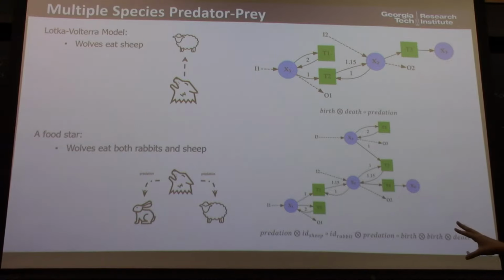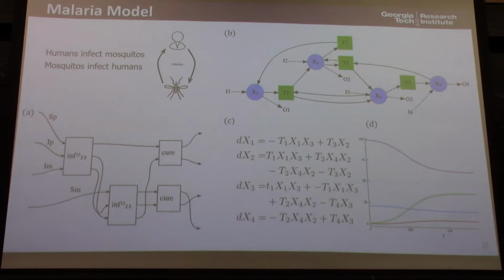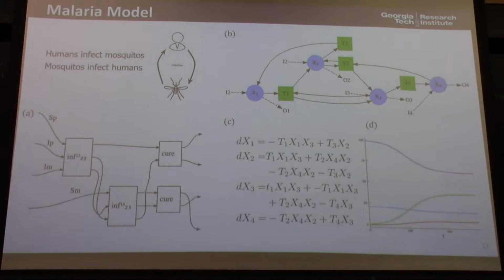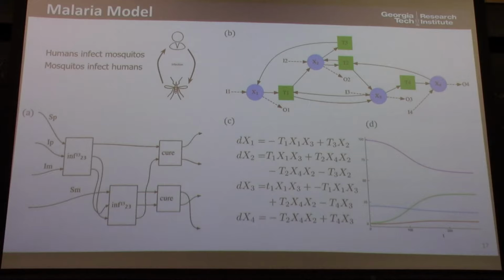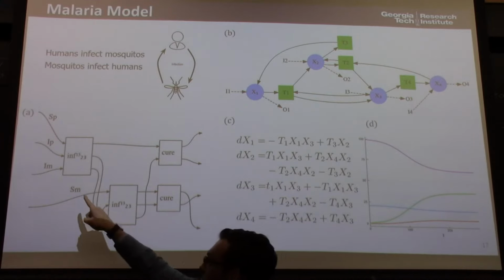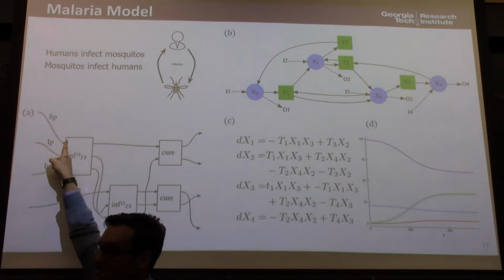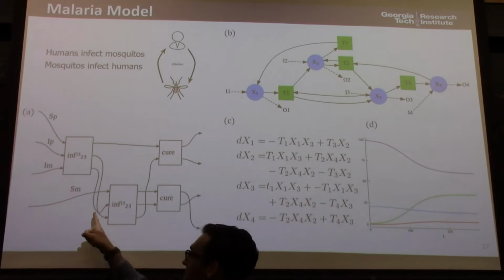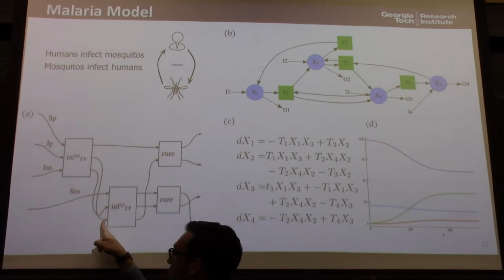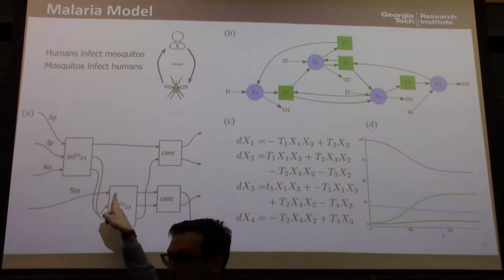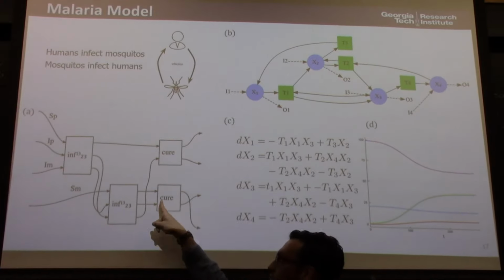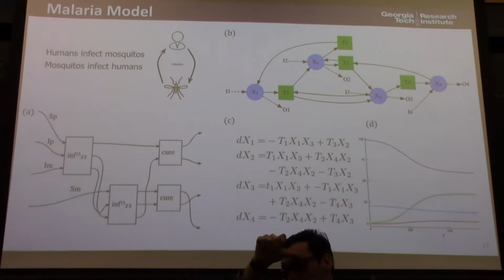And then for each Petri net, I can get the corresponding differential equations. Here's the malaria example where people are giving malaria to mosquitoes and vice versa. I have susceptible people, infected mosquitoes, and susceptible mosquitoes. This is where the infected mosquito gives malaria to the susceptible person. This one is the infected person gives malaria to the susceptible mosquito. And then both species can be simultaneously cured. Over here.